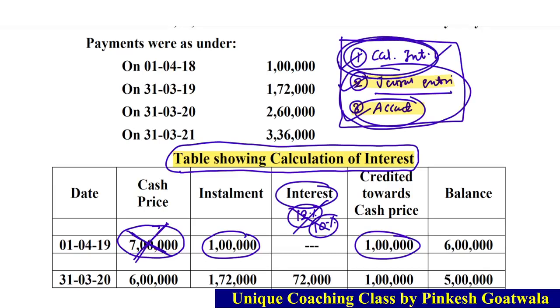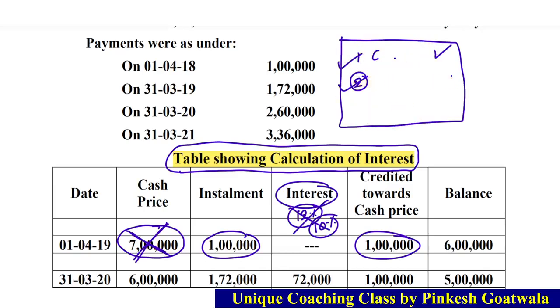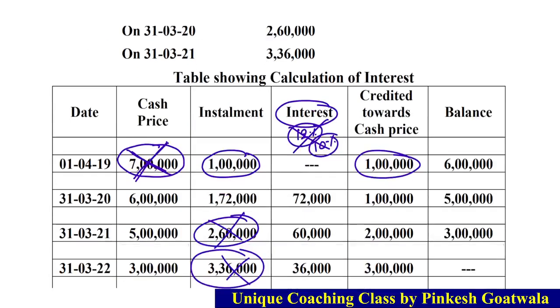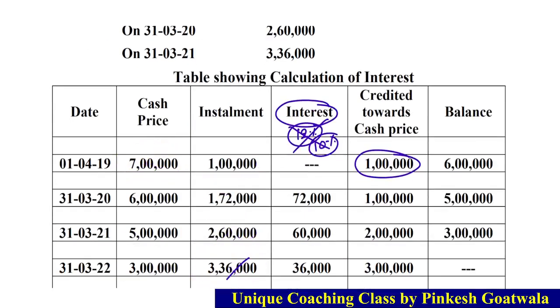Now one by one, whichever twist points can come, I just told you the first twist point is that the cash price is not given. Then sometimes they will not give the rate of interest, and sometimes they will give neither. The cash price will not be there, the rate of interest will not be there, the installment will not be there. So in this way different twist points will come.